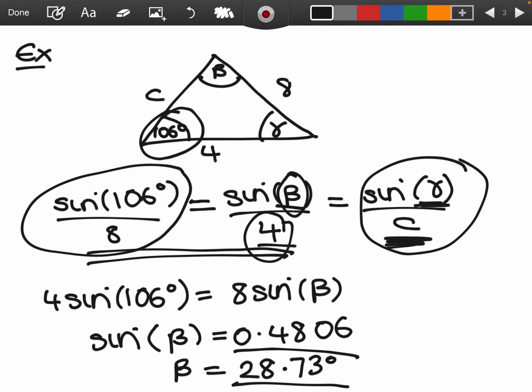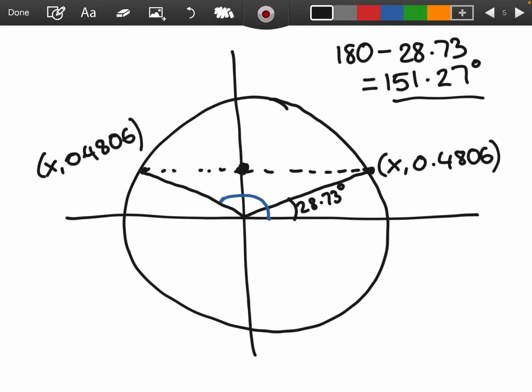Then, once you know that there's only one possible angle for beta, you go ahead and solve for the rest of the triangle. So you can solve that third angle because you have two of the angles already and you know that they have to add to 180. So I've gone ahead and solved for gamma. And once I have gamma, I can set these two fractions equal to one another and solve for that final side.